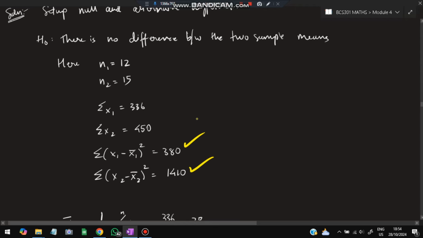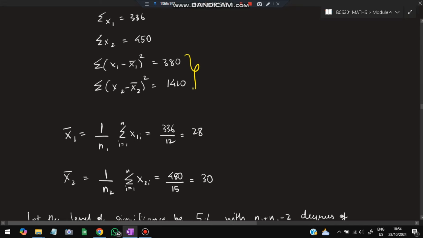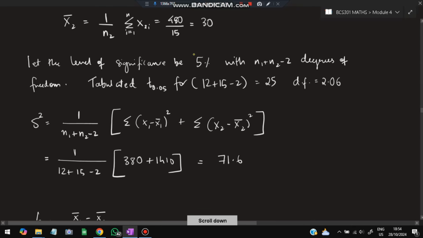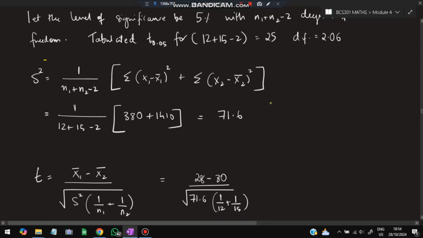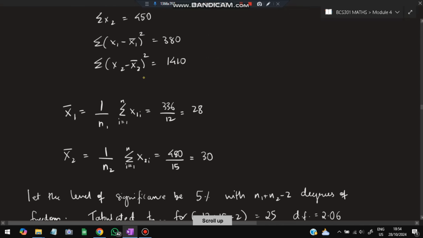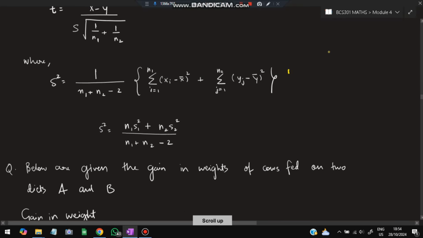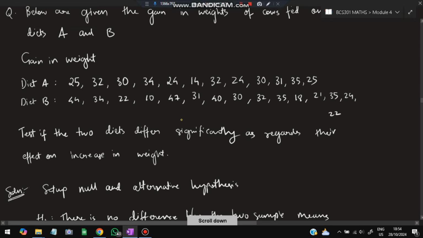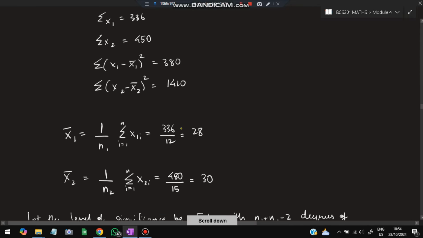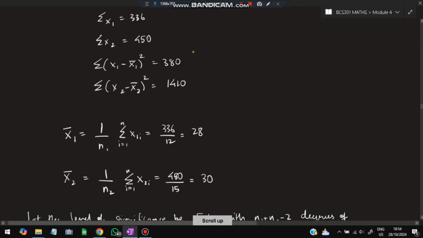After you do these two things, you have got the terms which are required for calculating. The formula which we'll be using is the first formula which I showed you, the same formula which I showed you here. Let's just have a look at it. This is the formula you'll be using. Now you have got this value and this value also, so just substitute those values. This value is 380 and this value is 1410.